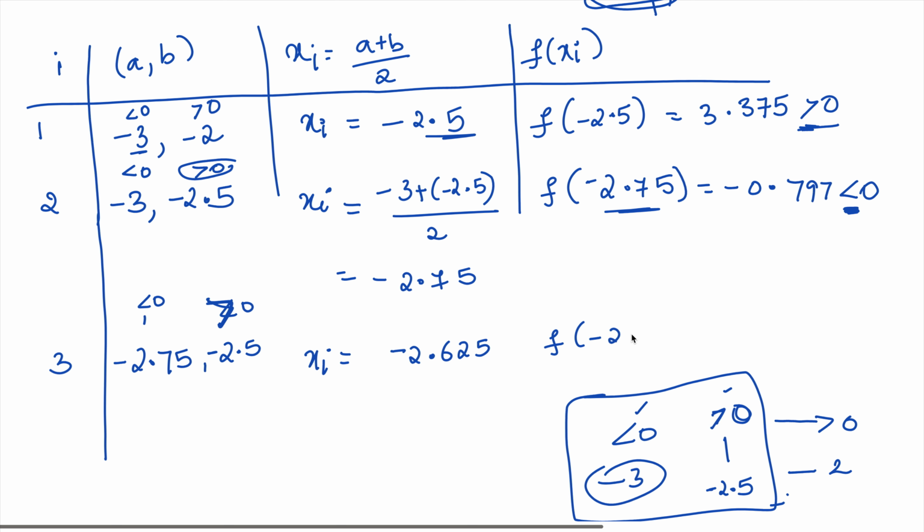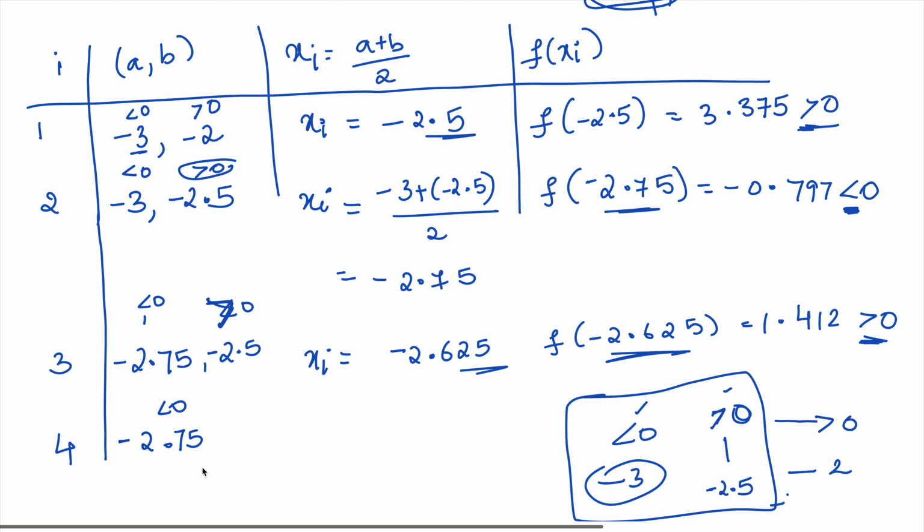Now f of -2.625 is 1.412. So this is greater than 0. Now tell me what we have to include from these two. This value will for sure be included. The middle value will for sure be included in the next interval. But since this is giving us greater than 0, from the previous interval we will take something which was giving us less than 0. So the next interval would be -2.75.